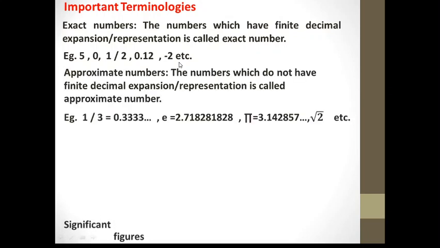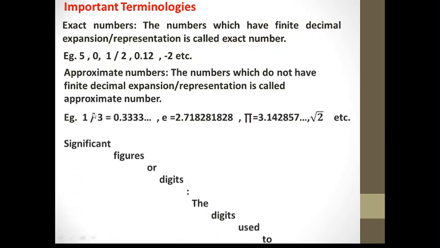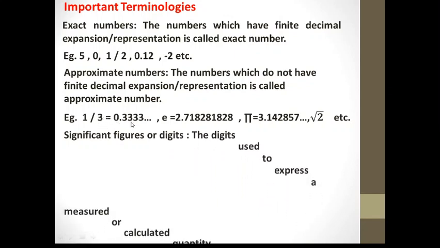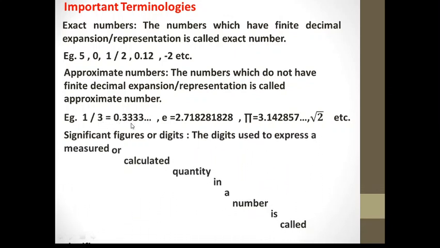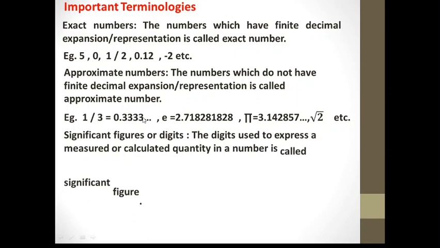Whereas if I take the example of 1 by 3, one can write it as 0.333 ten times, 0.33 twenty times, and so many times. Similarly, the values of e, pi, root 2 also have an infinite decimal expansion. As per our requirement for the calculation purpose, we just truncate them up to some digits.